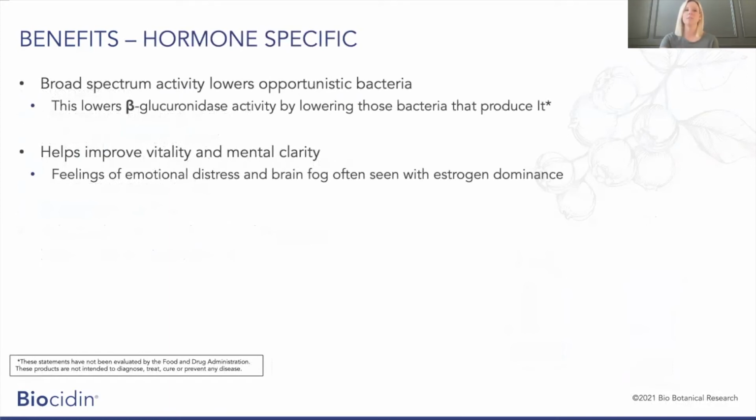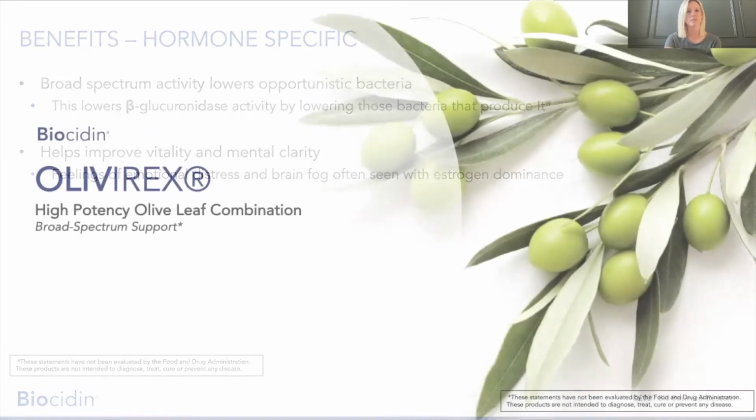So specifically, some hormone benefits of using Biocidin is it has that broad spectrum activity, like I mentioned, that lowers opportunistic bacteria. This lowers beta-glucuronidase activity by lowering the bacteria that produce it. And then it also can help improve vitality and mental clarity. Feelings of emotional distress and brain fog are often seen with estrogen dominance, and so this can help mitigate those things.